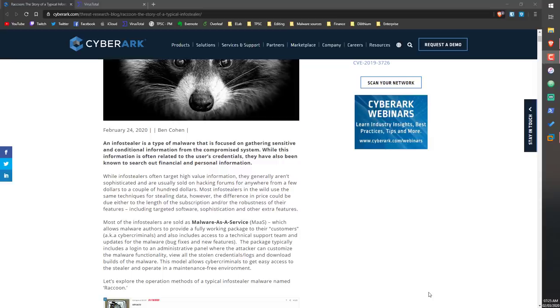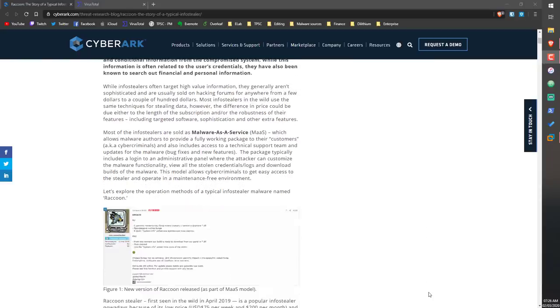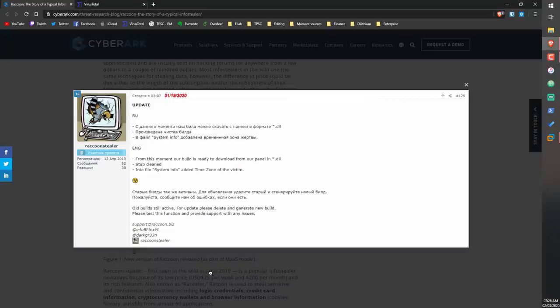So Raccoon attacks popular crypto wallets and pretty much every browser under the sun. So whether it's Chrome, Mozilla, Firefox, Opera, Vivaldi, it doesn't care. It will try to steal information from all of them. This is also malware as a service, which again is a thing these days. What this means is the people who develop this malware actually sell it on forums as a package to other cyber criminals. So as you can see, we've got a bit of a forum post here.